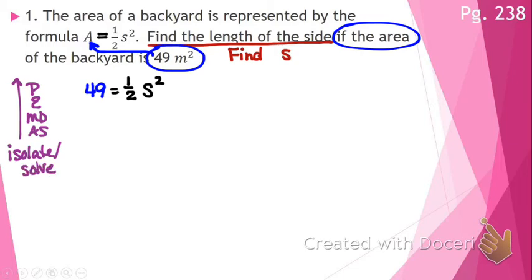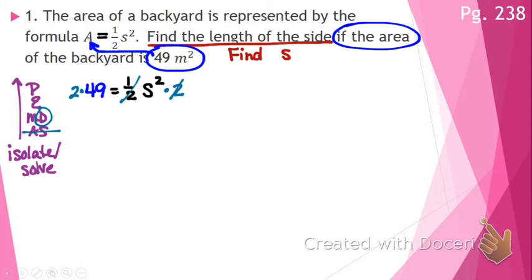So when I look over where S is, there is no addition or subtraction, so I don't have to worry about that step. However, I do see division. That's what's going on with this 1/2. To undo division, I need to use multiplication, and I'm going to multiply by whatever's being divided on the bottom. So I'm going to multiply both sides by 2. That's going to make my 1/2 cancel out over there.